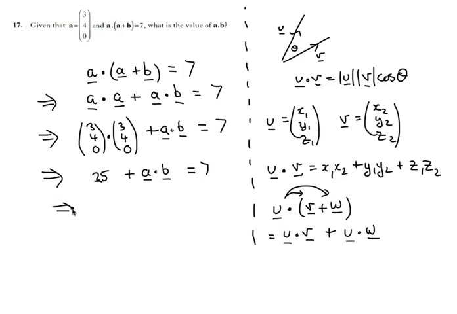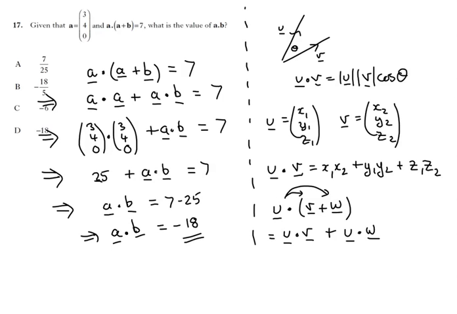So therefore this unknown number, A dot B, is equal to 7 minus 25. Take away 25 from both sides of this equation. So A dot B finally is equal to minus 18. So let's have a look at the possible answers. And there it is, negative 18, choice D.